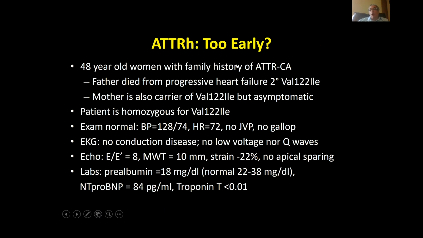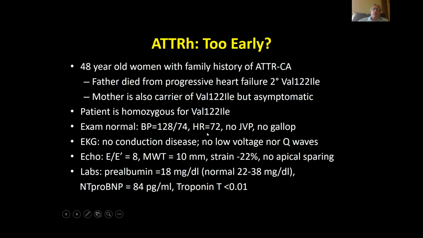Maybe there are subjects who are also at least too early for tafamidis therapy. Here's a woman who's 48 years of age. Her father actually died from the Val122Ile mutation, and her mother is a carrier. And amazingly, this patient is homozygous for the disease, but she's relatively young. She has no apparent phenotype.